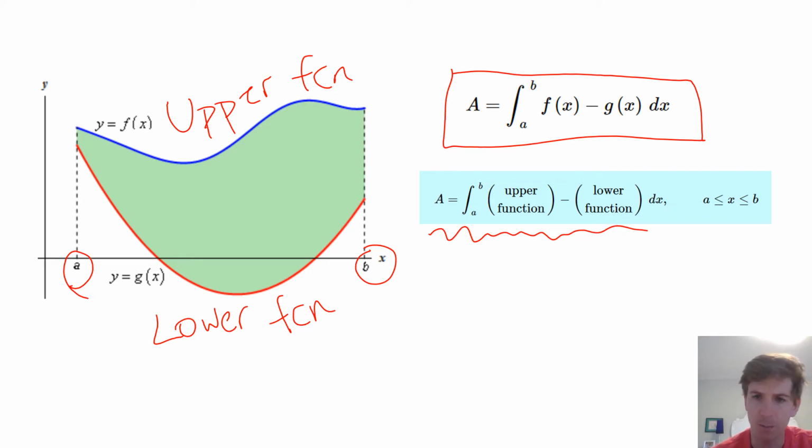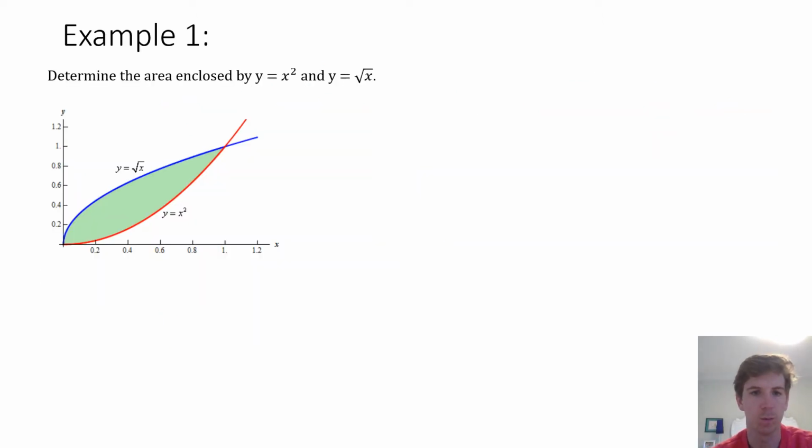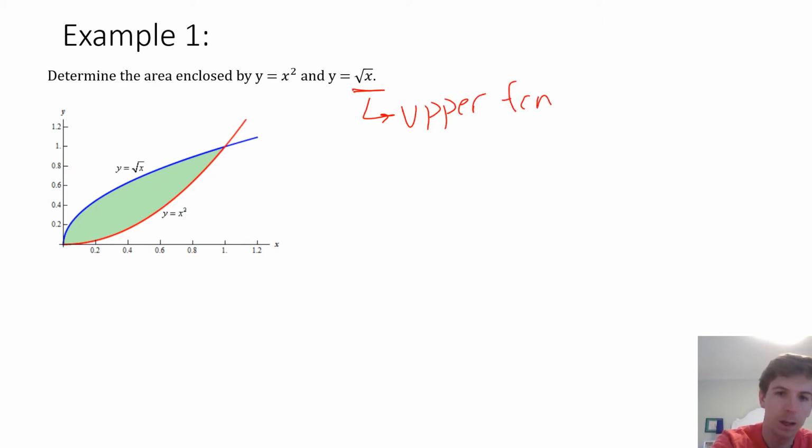So let's jump into some examples, but we're going to be using this formula right here for every single problem we do here. All right, so this first one, let's determine the area enclosed by y equals x squared and y equals square root x. Once again, we're trying to get the area in green there. It's pretty clear that the square root x is going to be our upper function, and the x squared is going to be our lower function, just looking at the graph we have right there.